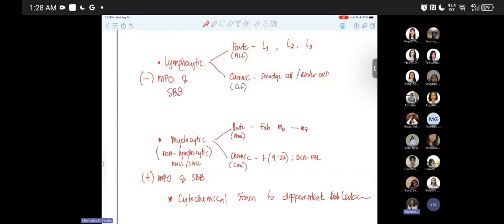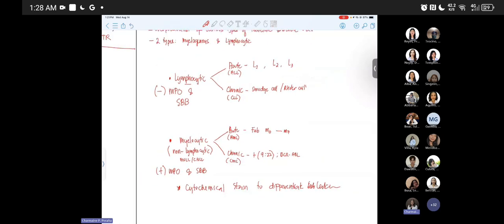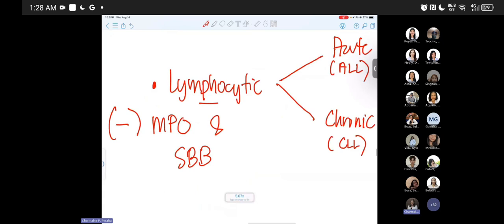Nakakabaliw yun. Sobrang daming gene involved. So, dito tayo sa lumang version ng leukemia. So, cytochemical stain ang ginagamit to differentiate lymphocytic from myelocytic leukemia. So, kapag lymphocytic, that is negative for MPO and Sudan black B. Bakit negative for MPO ang lymphocytic? Kasi ang MPO, nakikita lang to sa primary granules of granulocytes and monocytes.